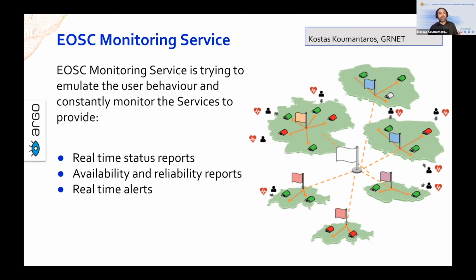The EOSC monitoring service is also able to issue real-time alerts. When one of the services fails, or one of the metrics finds a warning or a failure in a service, we try to notify the provider, the operator of the service, so that they can fix that before the end user actually realizes it.